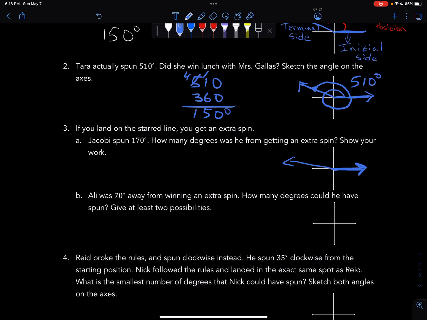And then, so how many degrees? What they're asking for here is they want to get this distance from here to the negative x-axis. So if I'm 170 degrees, that leaves me 10 degrees left. And that is what is called our reference angle. So a reference angle talks about the distance from the x-axis.